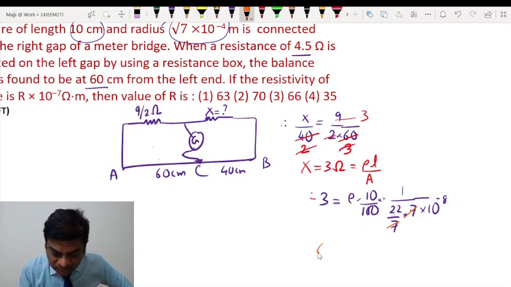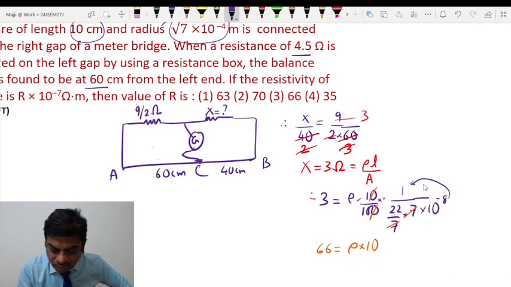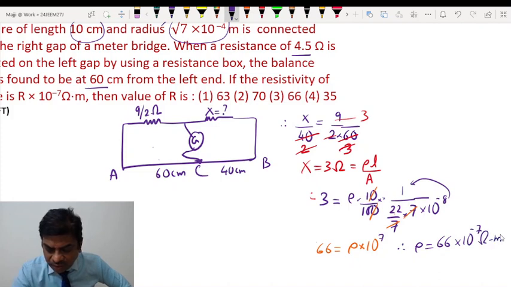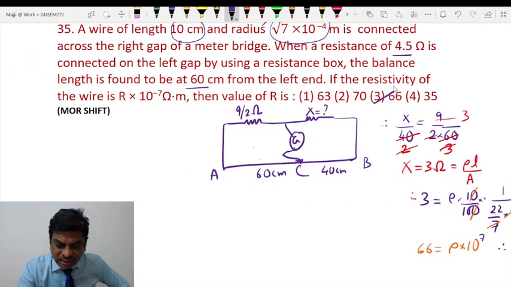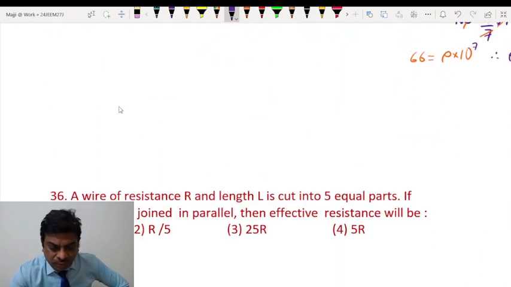this 3 into 22 is 66 is equal to rho into 10 to the power minus 7. Sorry, goes up, becomes plus 7. Okay, this 10 to the power minus 8 goes up, becomes plus 8, and this 10 gets cancelled. So finally we have rho is equal to 66 into 10 to the power minus 7 ohm meter, of course SI meter. So you have correct answer as 66. R is 66. Then moving to the next question.